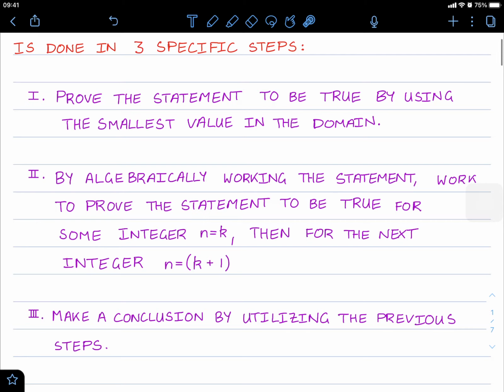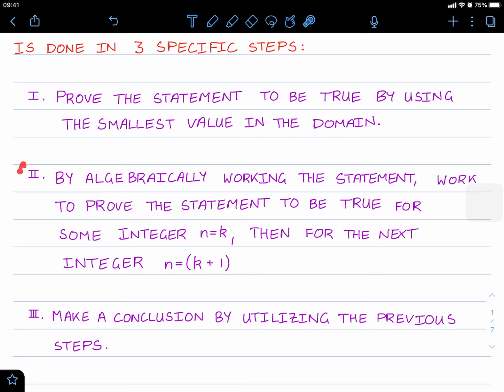The first step is we prove the statement to be true by using the smallest value in the given domain. Step two is by algebraically working the statement. We work to prove the statement to be true for some integer n equals k, and then for the next integer n equals k plus 1. Then the last step is we make a conclusion by utilizing the previous steps.